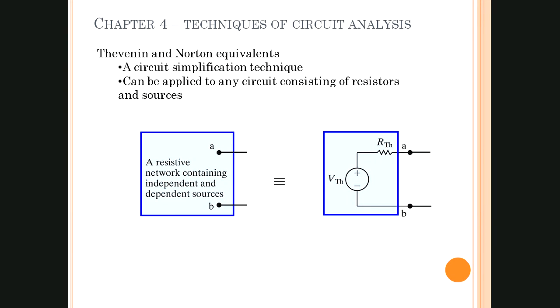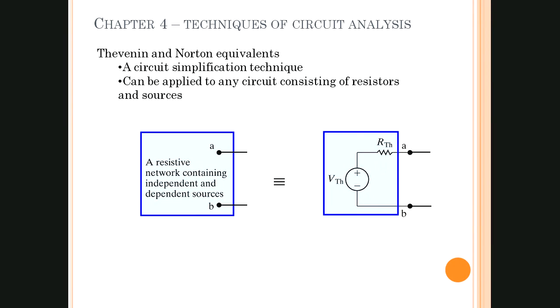Imagine if we didn't do that, if we had a very complex network circuit, and every time we put a different load, we'd have to go through the entire calculations all over again to figure out the result on that load. But Thevenin and Norton equivalents allow us to simplify our main circuit so that we can put different loads on there and see what happens. So again, it's a circuit simplification technique, and it can be applied to any circuit consisting of resistors and sources.